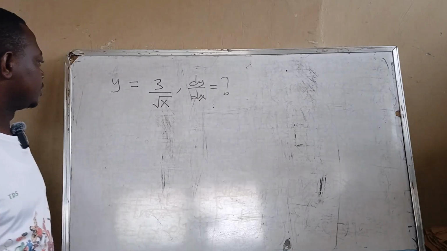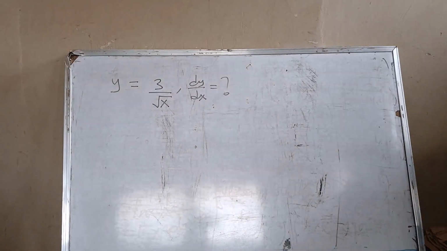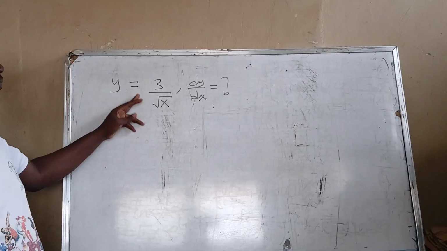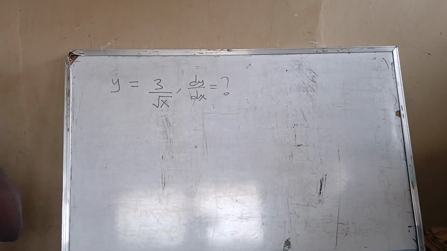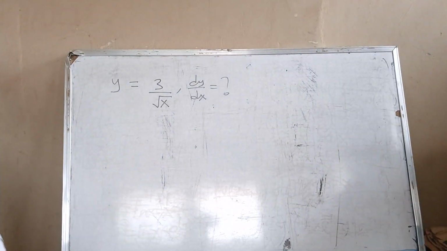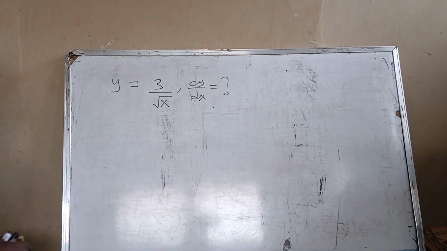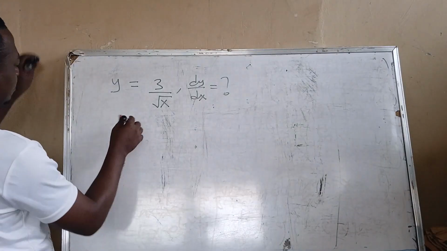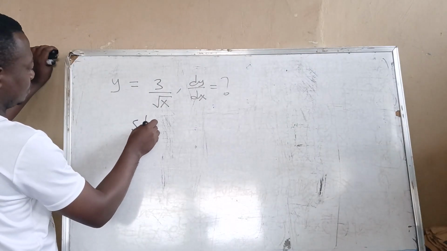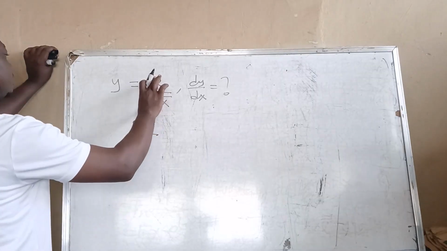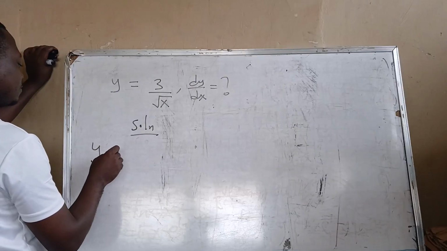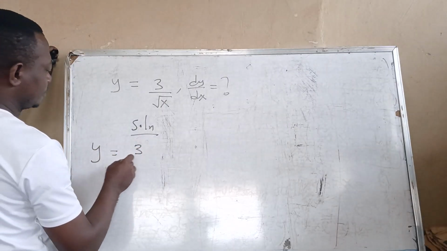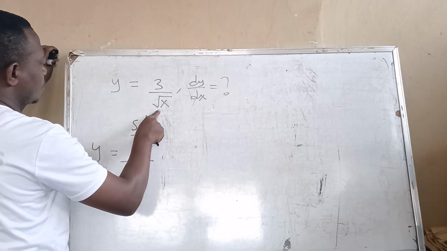Right, let's differentiate this. We are given y equals 3 on square root of x, so we want to take the derivative of this. Solution: let's bring this down. So we have y equals 3 on, now this is square root of x.